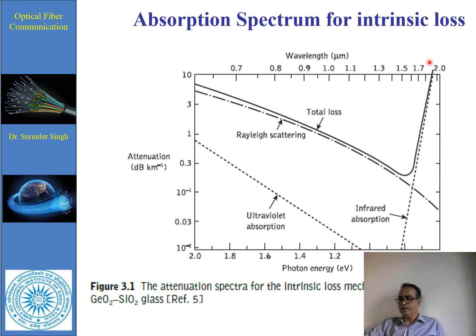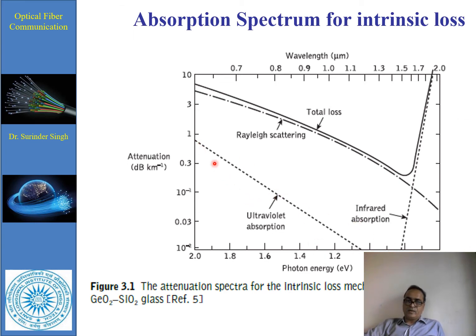From here to here, the fundamental absorption peak is centered in the UV wavelength region. This is due to the stimulation of electron transitions within the glass by high energy excitation. The tail of this peak extends into the window region at shorter wavelengths.